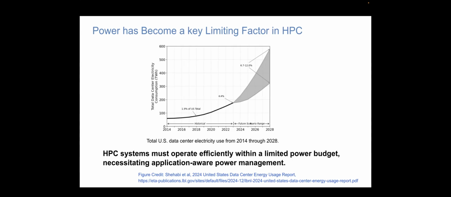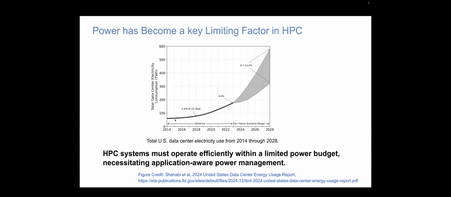First, this should be a known fact: power has become a key limiting factor in HPC. Here I'm sharing a figure released recently by the Berkeley Lab Energy Technologies Area Division. This is the report they shared with Congress. It shows total U.S. data center electricity use from 2014 to 2028.